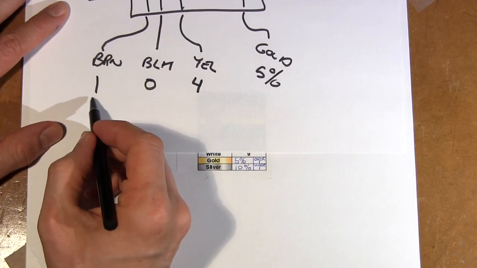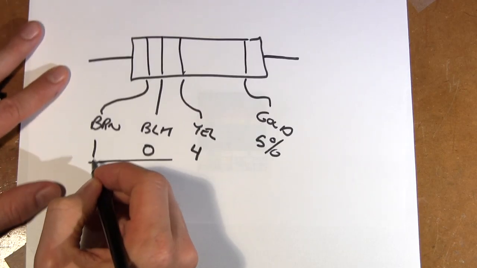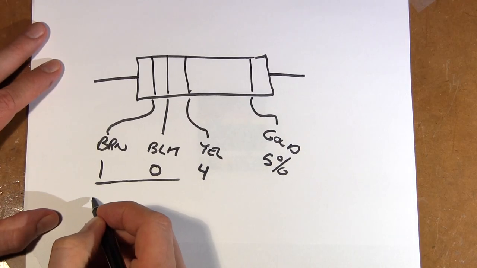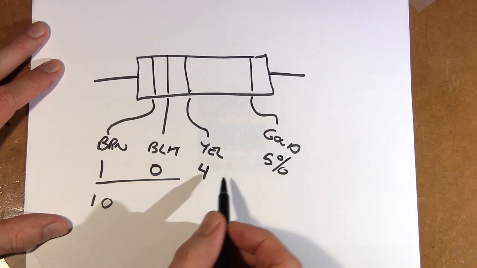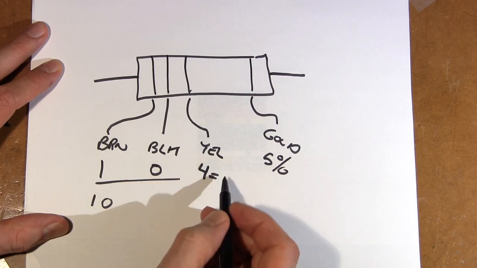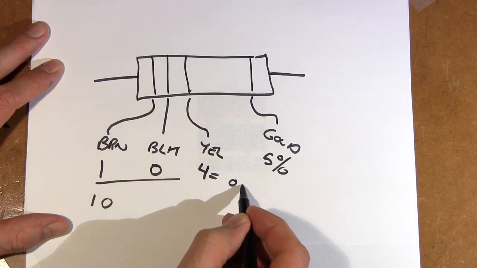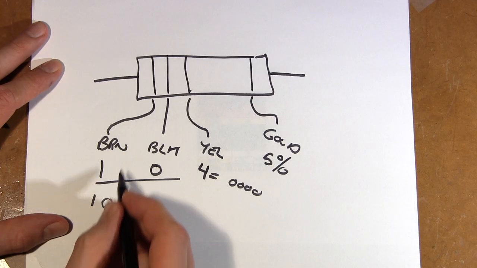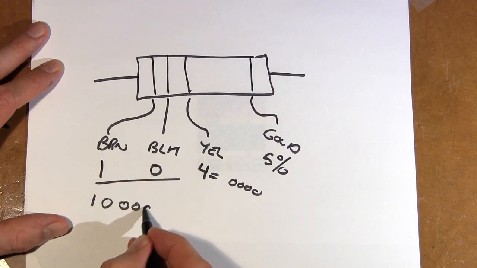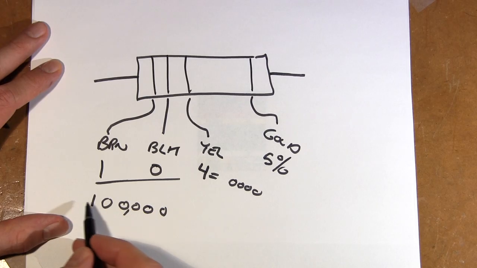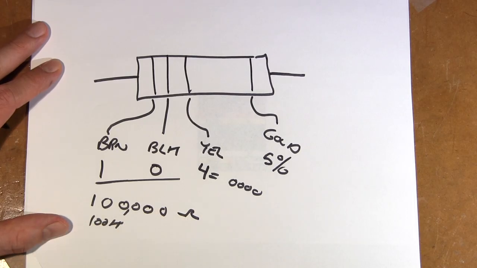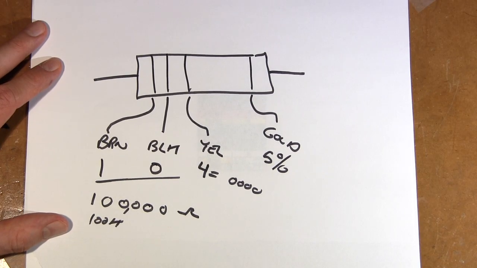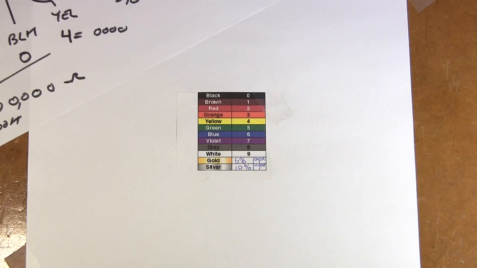So what we do is we keep these the same. We have 1 and 0. And we have a 4 on this one here, which is our multiplier. So we turn that into 4 zeros. So we have 10, then 1, 2, 3, 4 zeros: 100,000 ohms, or 100K for short, at 5%. And that's really just how simple it is.